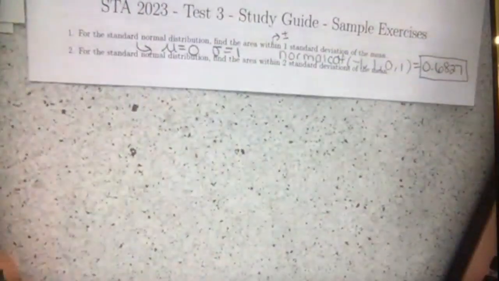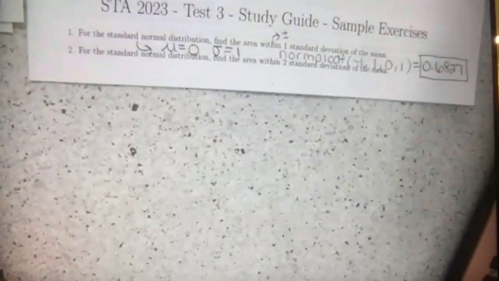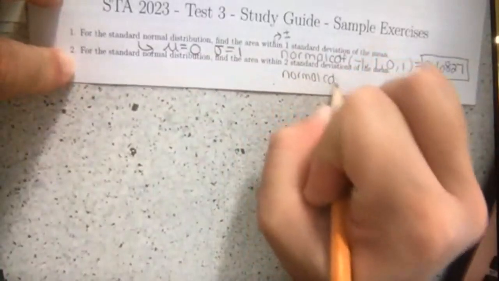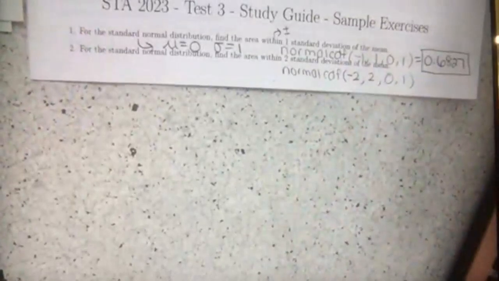Same thing for the number 2. It says for the standard normal distribution, find the area within 2 standard deviations of the mean. So now we're going to do normal CDF. Our lower limit this time is going to be -2. Our upper limit is going to be +2. Because it's standard, our mean is still 0 and our standard deviation is 1.